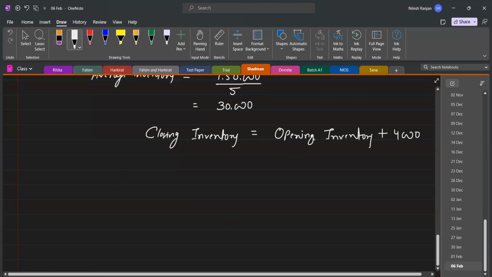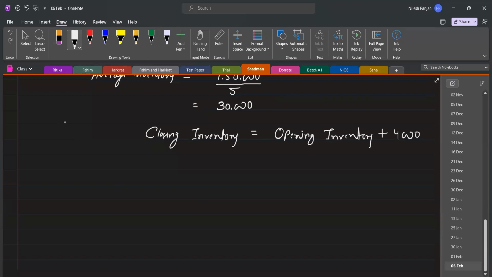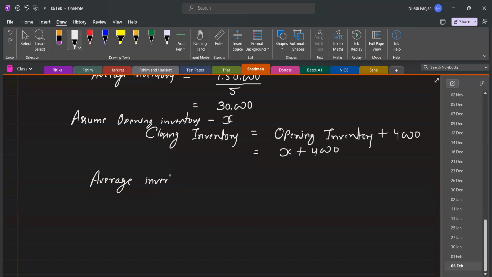Yes, sir. Okay. Now, if you take opening inventory as X in this situation, then it will be X plus 4,000. Yes or no? Yes, sir. So assume opening inventory as X, because every time I have to write opening inventory, so it will be short. So closing inventory equals X plus 4,000. Now, average inventory equals opening inventory plus closing inventory.